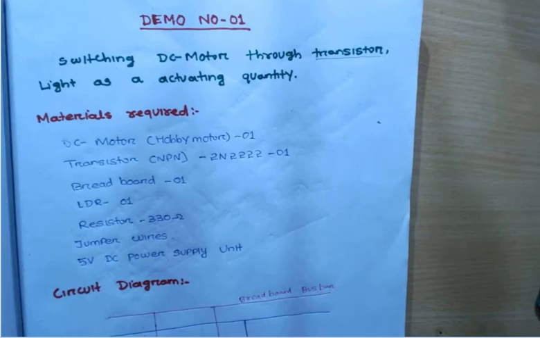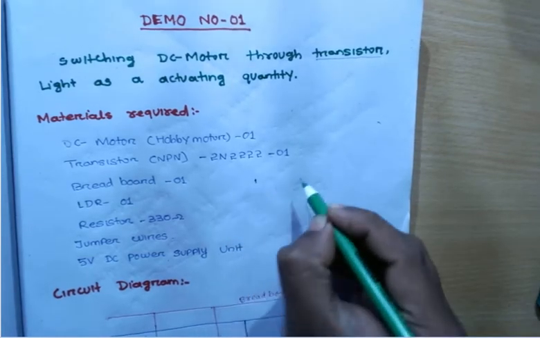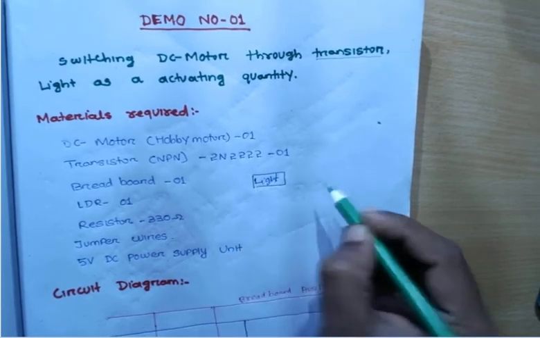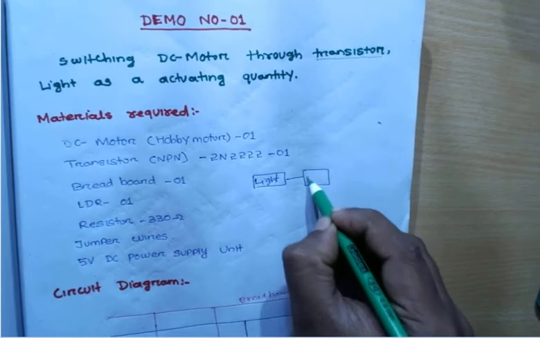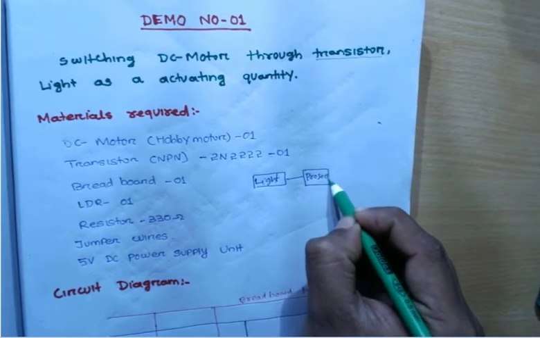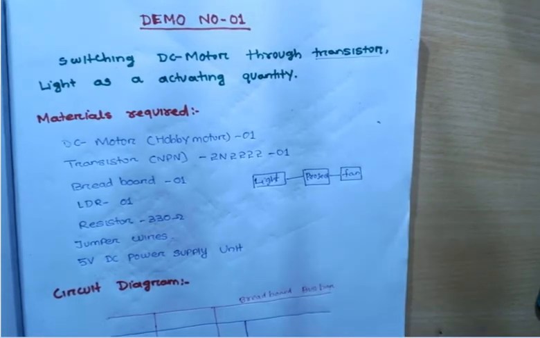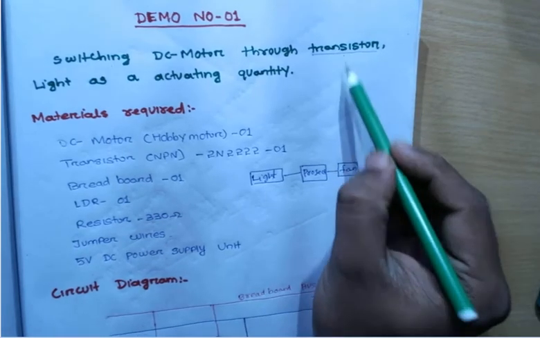But here we will take light as the actuating quantity. It means in this practical, light will be the input, whereas the fan will be the output. So the light is actually the actuating signal, and the fan is the load. The light controls the switching action of the fan with the help of the transistor. Exactly, the transistor is the switch in this practical.